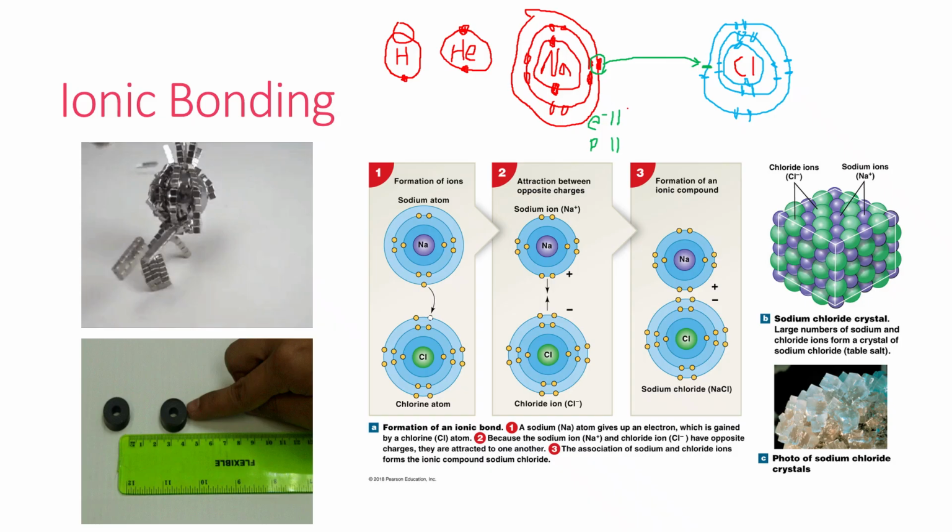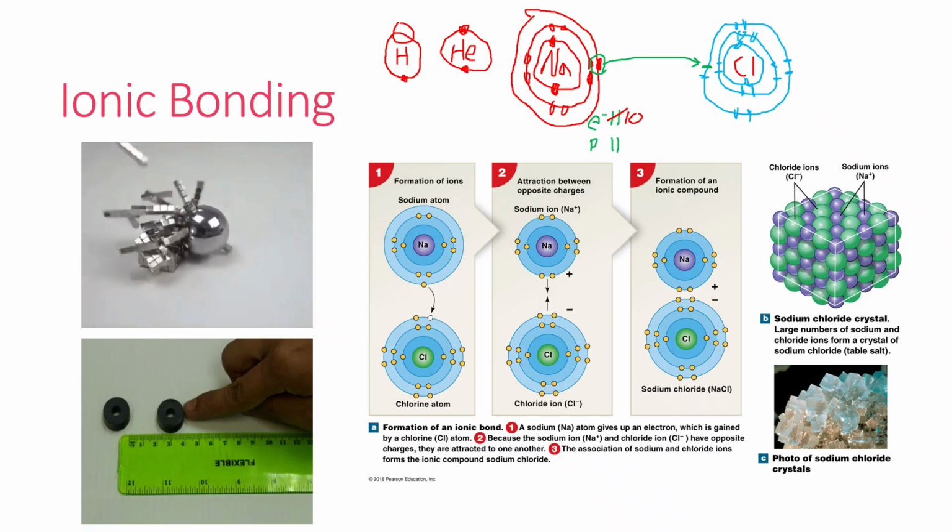We lost an electron, and now we only have 10. Okay, so now you can see we have more protons, 11 protons to 10 electrons. So this atom now has a positive charge because we have 1 more proton than we have electrons.